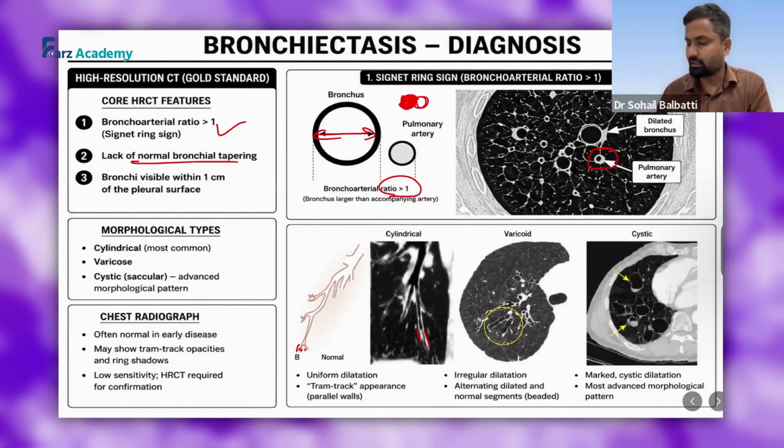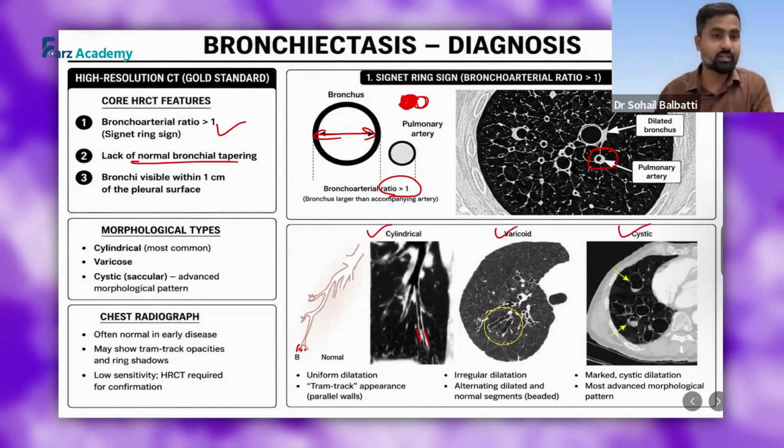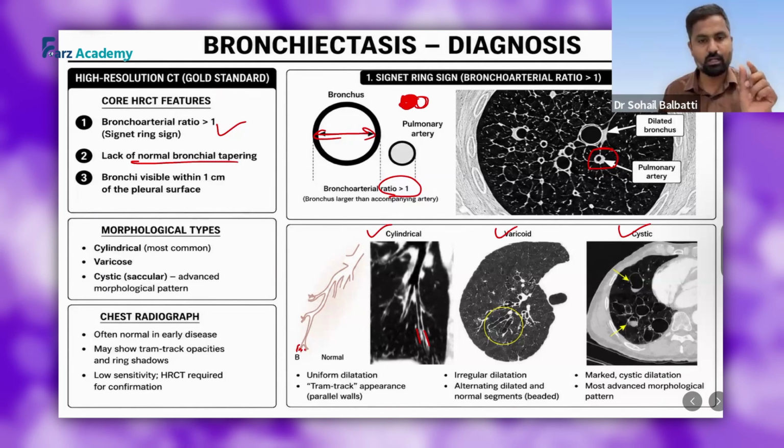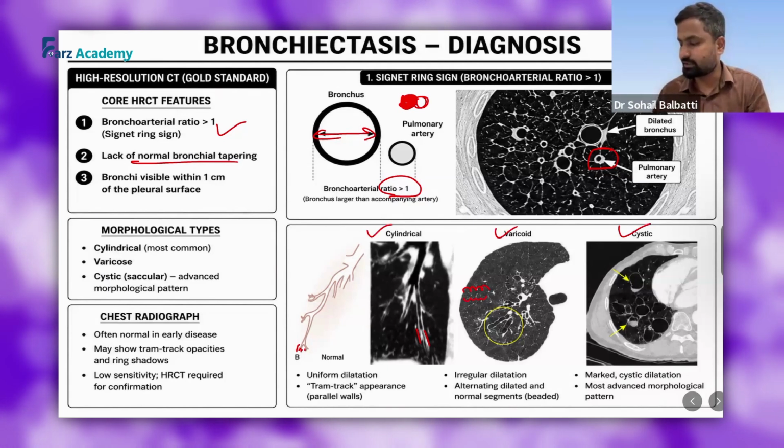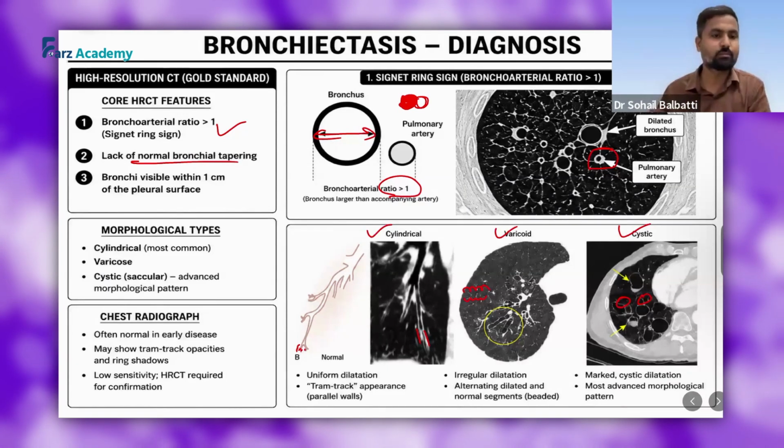So these are the three important ones I told in the beginning: the HRCT classification of bronchiectasis. The first is cylindrical. Cylindrical is also called tubular. And then we have varicoid, which will be of this varicoid shape. And the third is cystic. Cystic will be having cysts. So this is the most severe form of bronchiectasis.